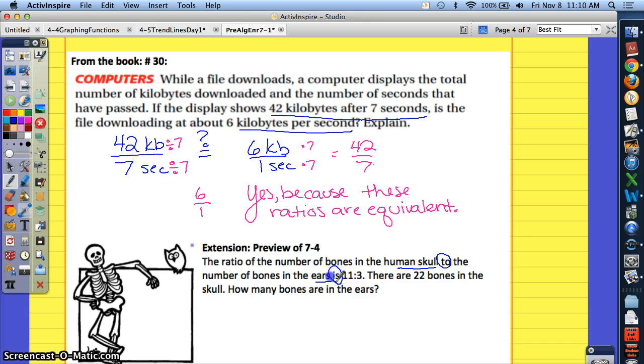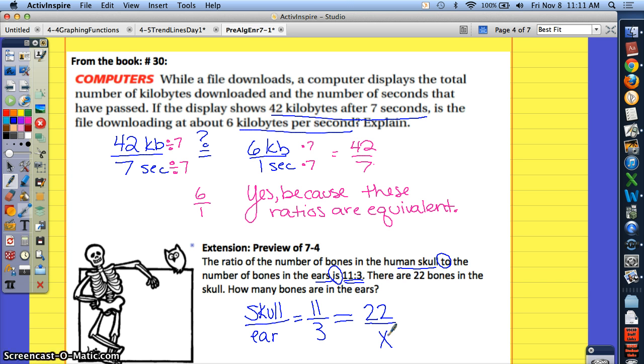And I know that that is, so skull to ear, remember that's a ratio, and that's equal to 11/3. Skull to ear, keep the order. Well, there are 22 bones in the skull, so my skull is going to actually have 22 bones, and I want to know how many are in the ears. This is a proportion where we don't know one of the values. Both quantities on top talk about the skull. Both quantities on the bottom talk about the ear. How can you figure out what X is?